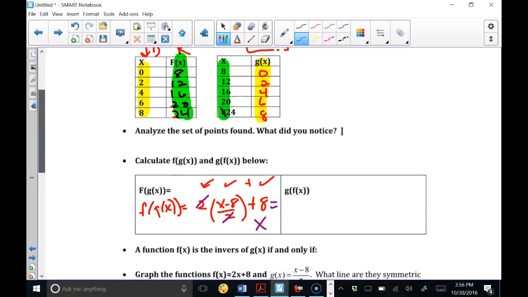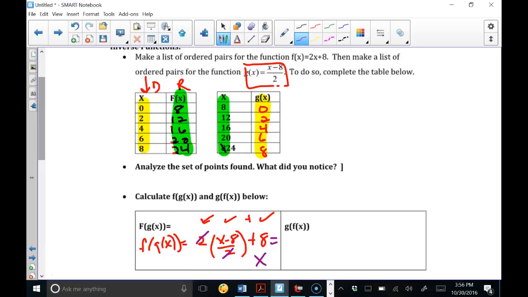Now let's do this on the other side. Let's do g of f of x. G of f of x means we're going to plug f of x wherever there's an input in g. So g starts off with the input x, which in this case is f of x, minus 8 over 2. If we simplify this, we're going to see that the plus 8 and the minus 8 cancel. The 2's cancel, and you're just left with x.